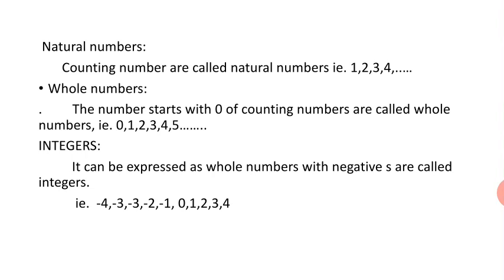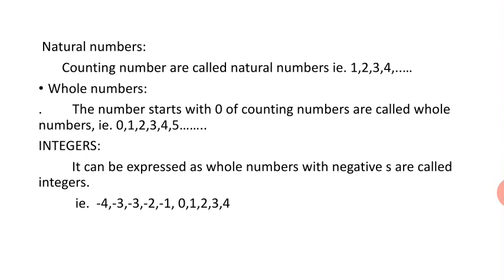Now you know the numbers very well. In these numbers there are three types: one is natural numbers, another is whole numbers, and another is integers. What is meant by natural numbers? We have studied in 6th standard itself that the counting numbers are called natural numbers. Counting numbers means the numbers come in continuity. Then whole numbers: the counting numbers that start with 0 are called whole numbers.